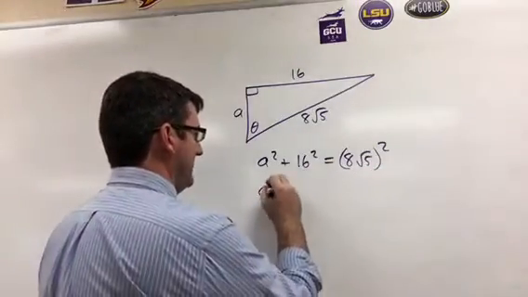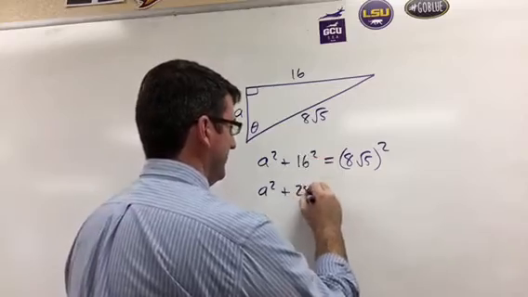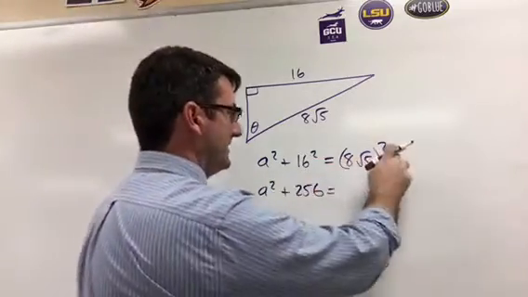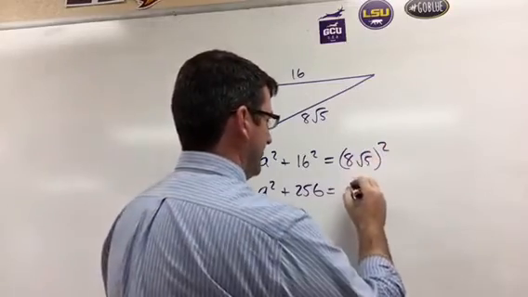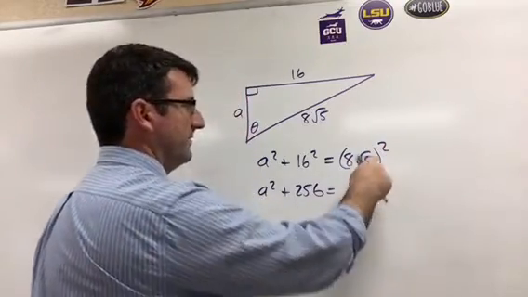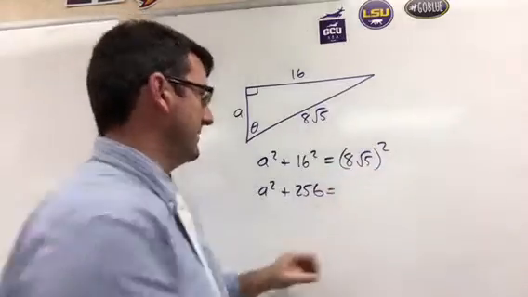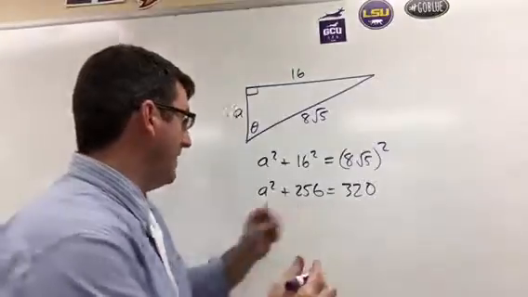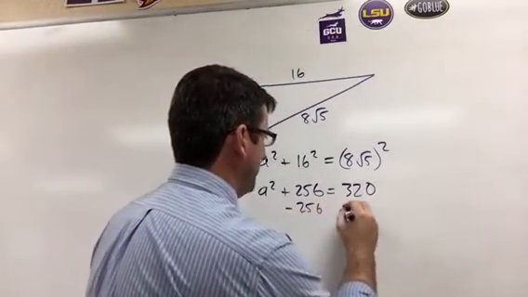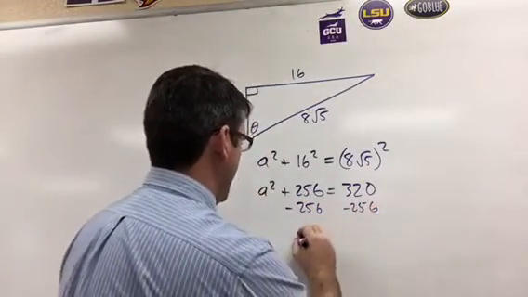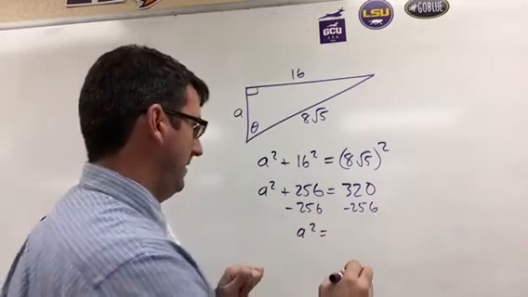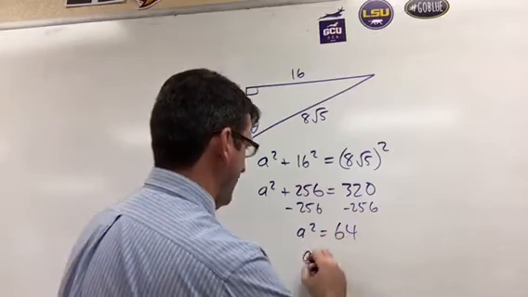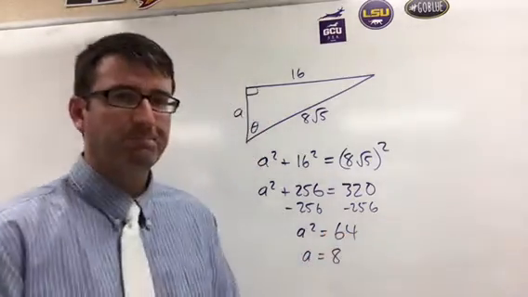So, all right, A squared plus 16 squared is 256. So to square this, 8 squared is 64. And square root of 5 squared is 5. So 64 times 5 is 320. All right, now subtract 256 from both sides. We get A squared equals 64. And so A is going to be equal to 8.